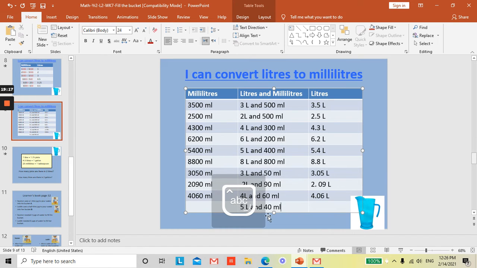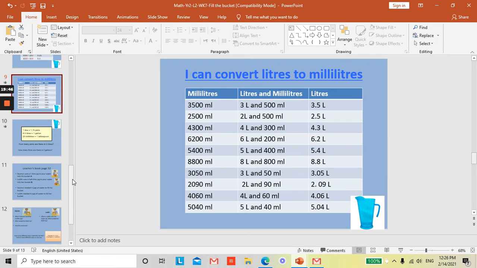We have 5 liters and 40 milliliters, so it's going to be 5.04 liters. So in milliliters it is going to be 5,040 milliliters and 40 milliliters. That is converting into milliliters.